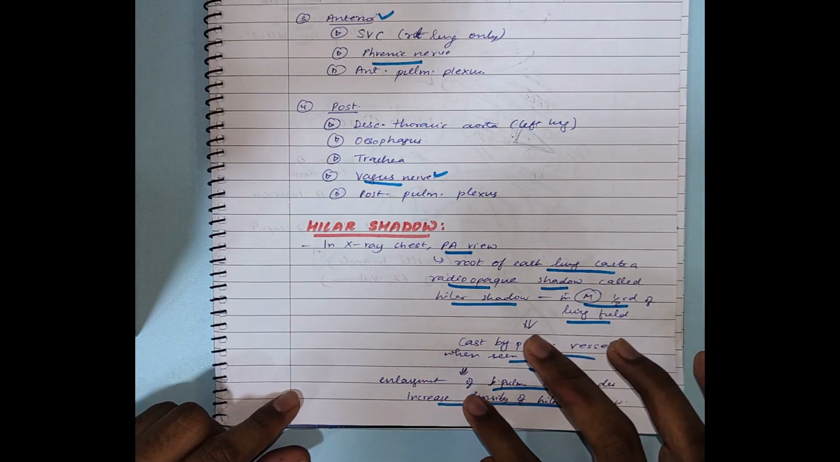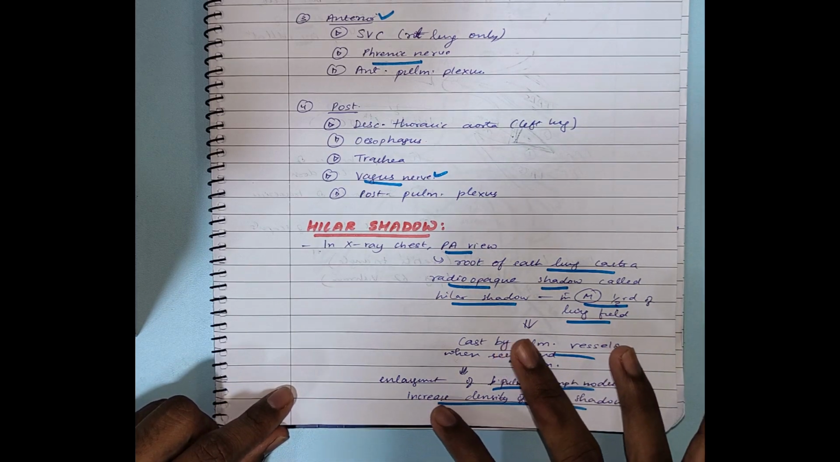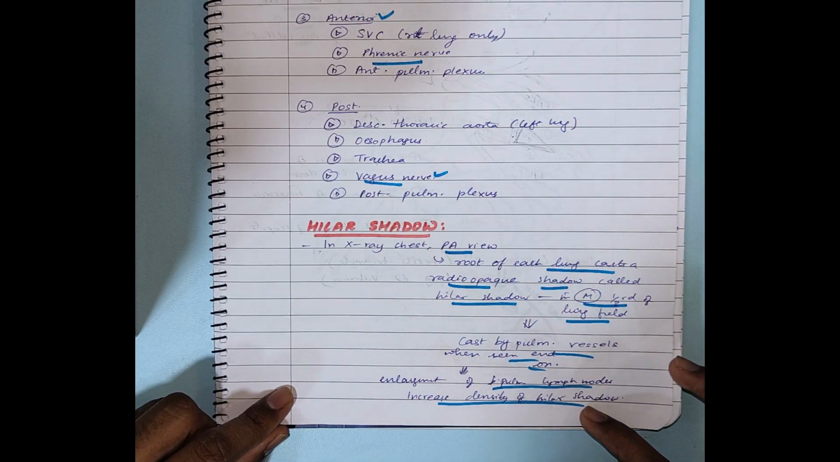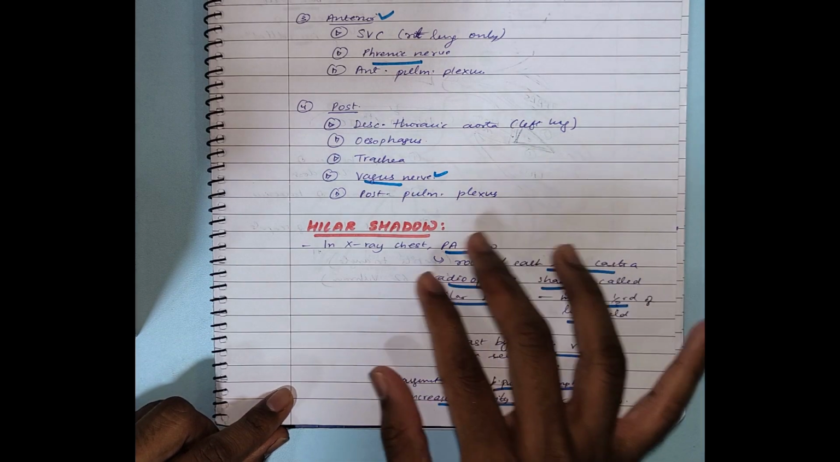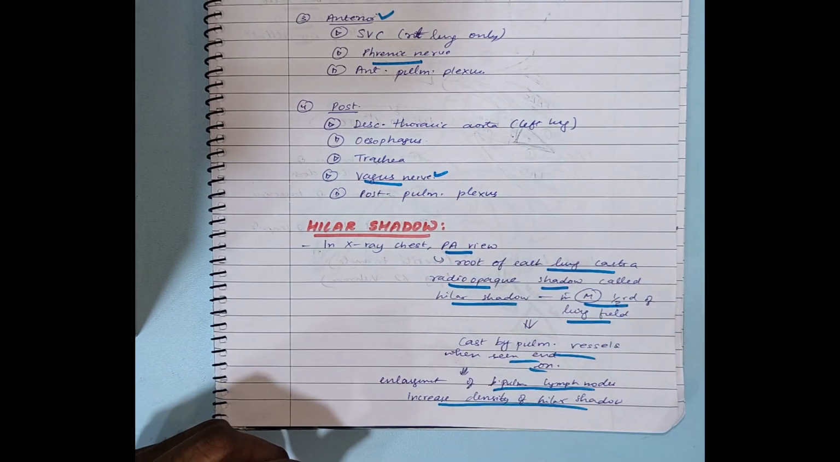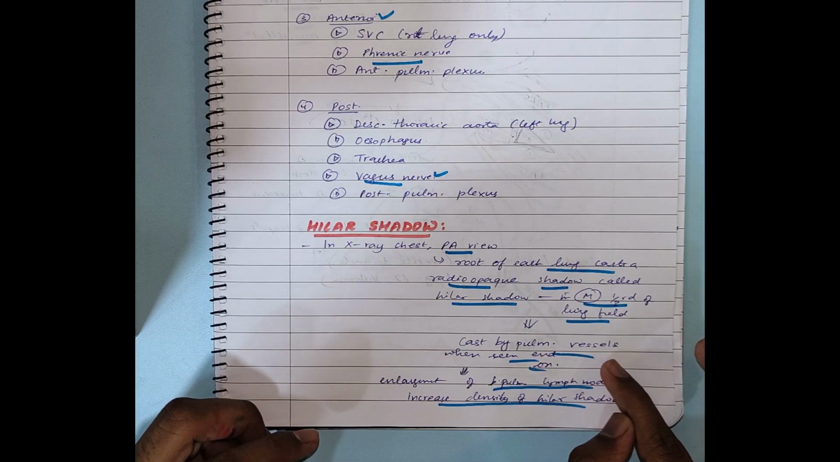In case of enlargement of bronchopulmonary lymph nodes due to any infection, there is increase in density of the hilar shadow and any pathology can be detected. So that is the importance of hilar shadow. And what are the structures that contribute to or form the hilar shadow? The structures are nothing but pulmonary vessels.